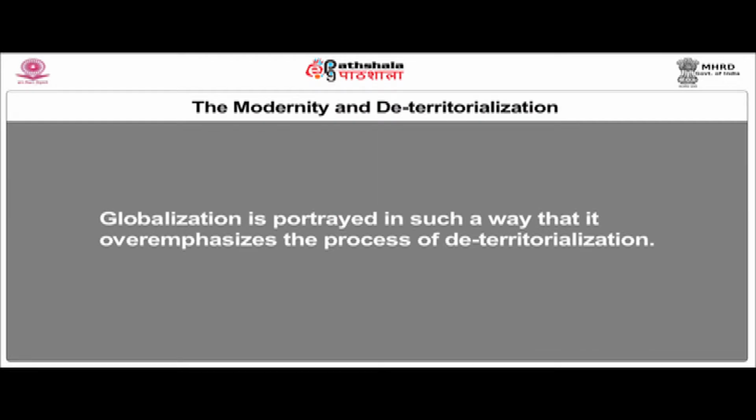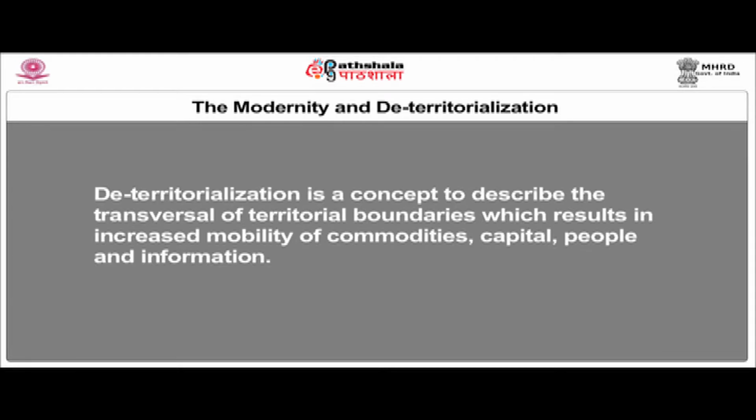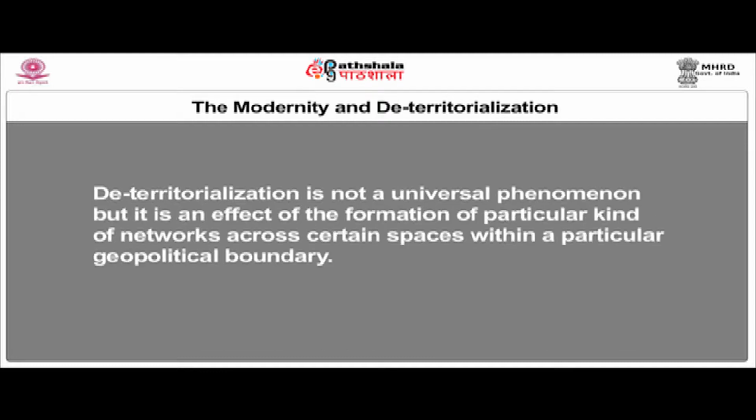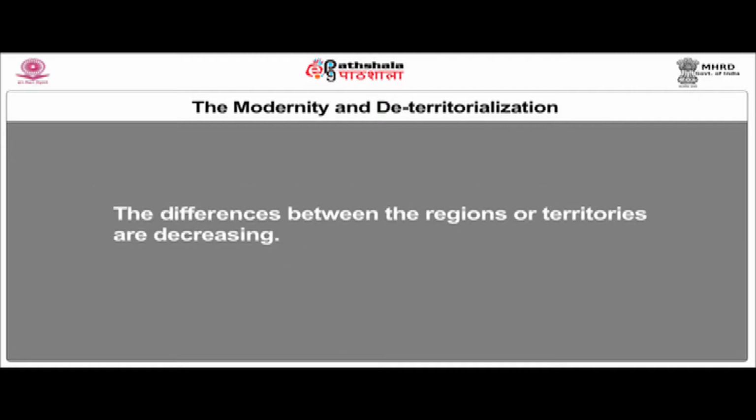If we were to summon Walid Hasboun's de-territorialization ideology, globalization is portrayed in such a way that it overemphasizes the process of de-territorialization. De-territorialization is a concept to describe the transversal of territorial boundaries, which results in increased mobility of commodities, capital, people, and information. He adds, de-territorialization is not a universal phenomena, but it is an effect of the formation of particular kind of networks across certain spaces within a particular geopolitical boundary. The differences between the regions or territories are decreasing.